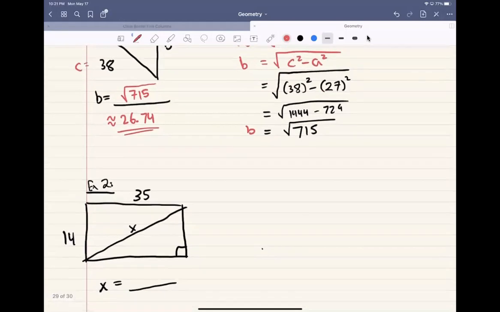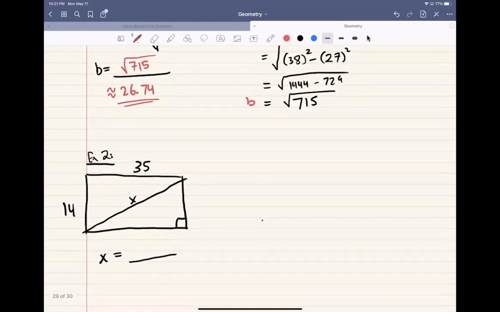Okay, so in this problem, we have a rectangle, and we're trying to find the diagonal, the hypotenuse. So once again, x is the hypotenuse. We can call A 14, we can call B 35, and since x is on the diagonal, it's usually a hypotenuse in rectangles, okay?